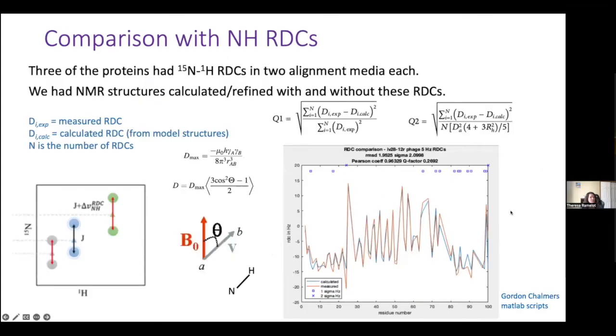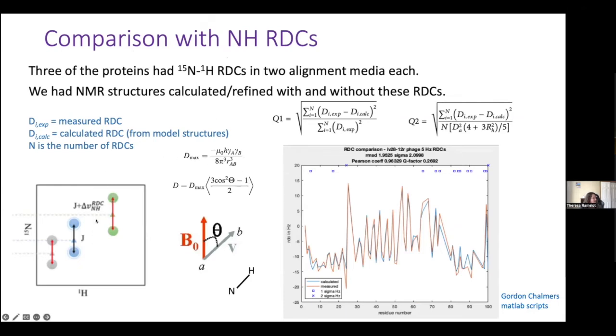So then we also decided to compare with the NH RDCs. So thanks to Angus for talking about this. Basically, we had only NH RDCs, 2 sets each, for 3 of the NMR X-ray pairs. So what do we have?